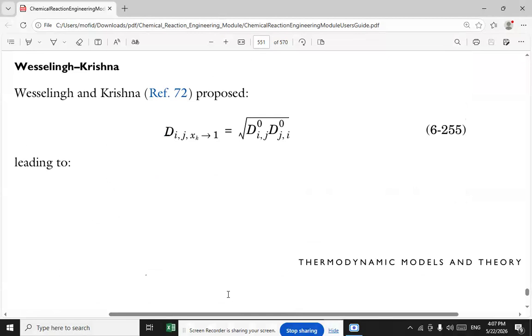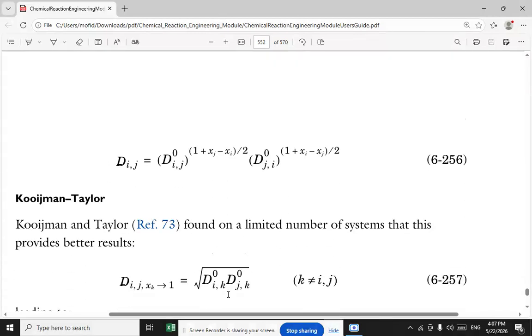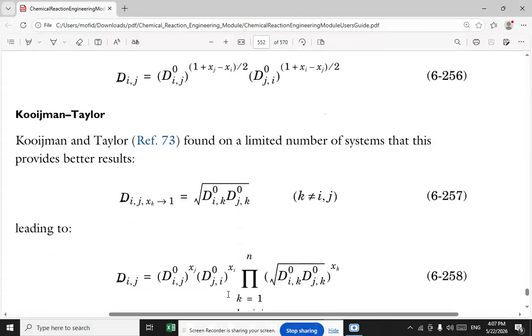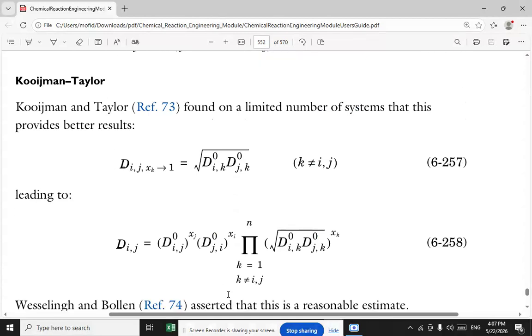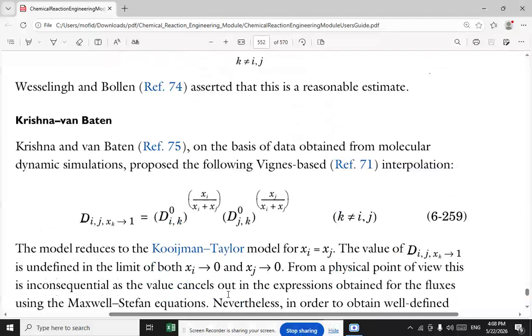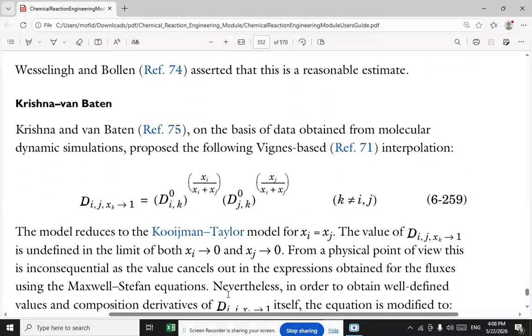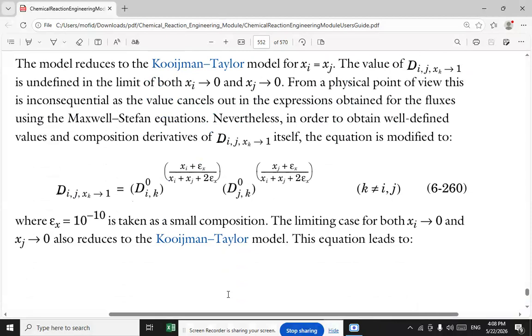Wesselingh and Krishna, reference 72, propose this formulation, leading to this formulation. Kooijman and Taylor found on a limited number of systems that this provides better results, leading to this formulation, and it's asserted that this is a reasonable estimate. Krishna and van Baten, on the basis of the data obtained from molecular dynamic simulations, proposed the following Vignes-based reference 71 interpolation. The model reduces to the Kooijman-Taylor model for xi equal to xj.